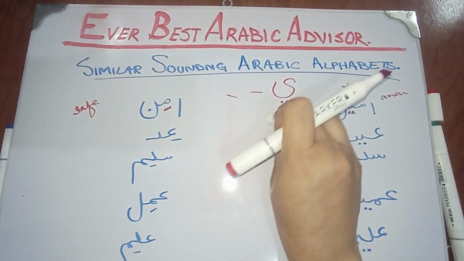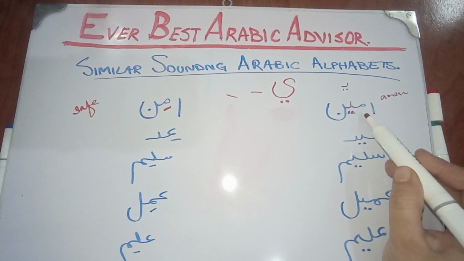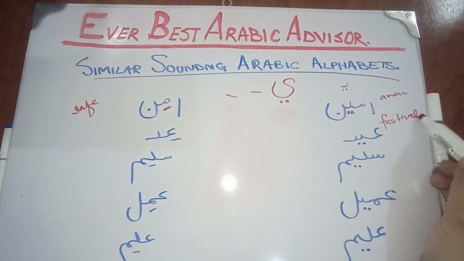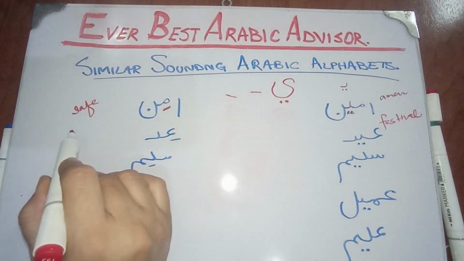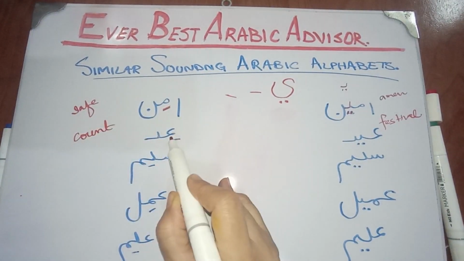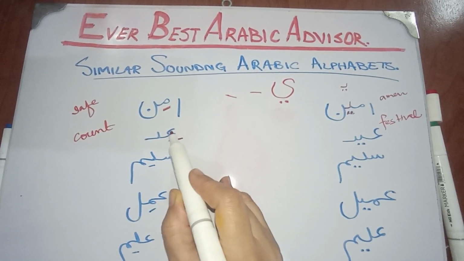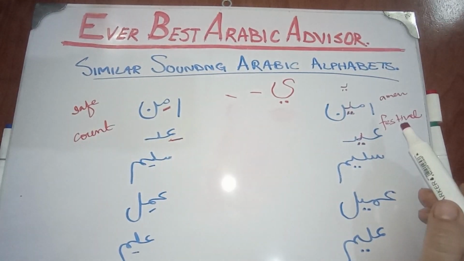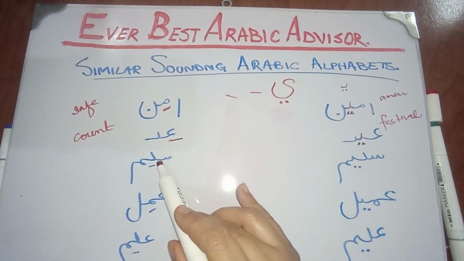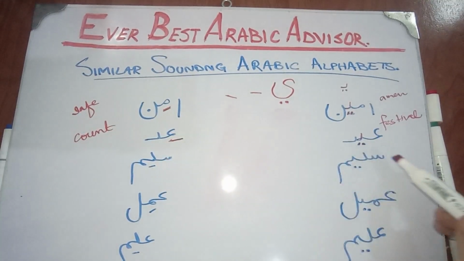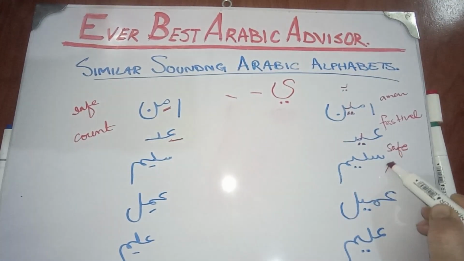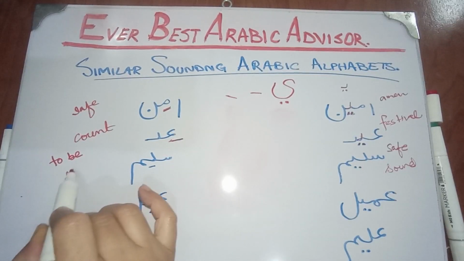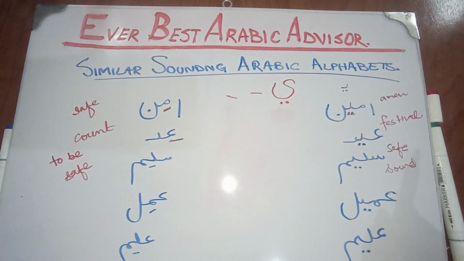So, just by the long vowel and the short vowel, the meaning is quite changed. Eid is a festival for Muslims, and Eid also means count. Here, Ain has Kasra and makes it Eid, but Ain has Ya after it and makes it Eid. And Salim, Salim: Salim means safe and sound, and Salim means to be safe. The difference of the verbs and the nouns here.